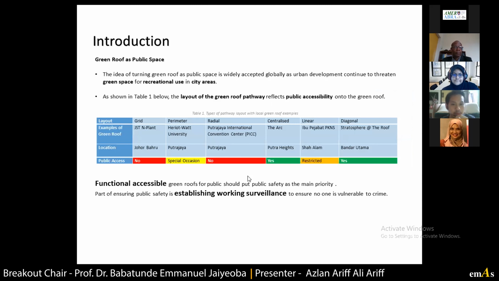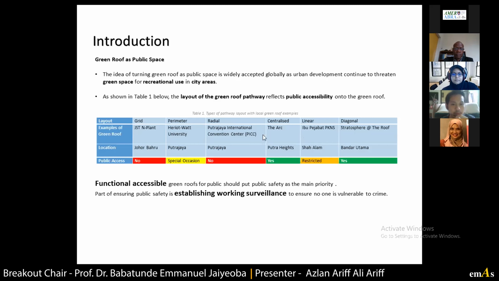So for the introduction, green roof has been widely accepted all around the world as a recreational use, especially in city areas where we are shrinking in terms of green space for recreational use. But in Malaysia, most of our green roofs are not allowing people to access them, despite being the main functional part of a building intended for public use. So as you can see, these are the 6 prominent building samples in Malaysia. Most of them don't really permit public access onto the green roof.